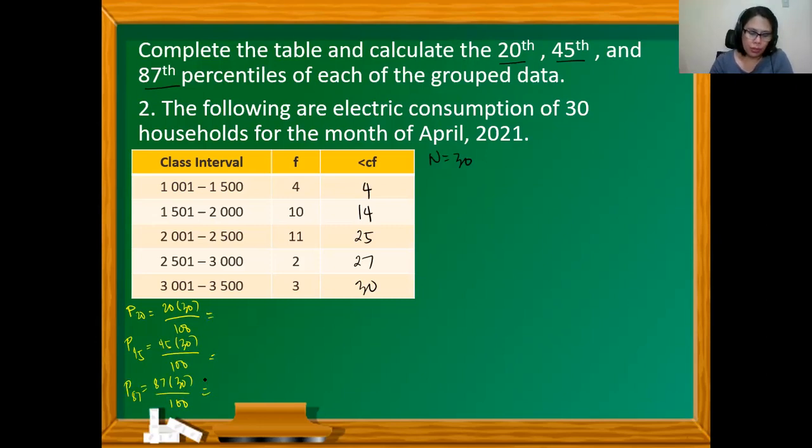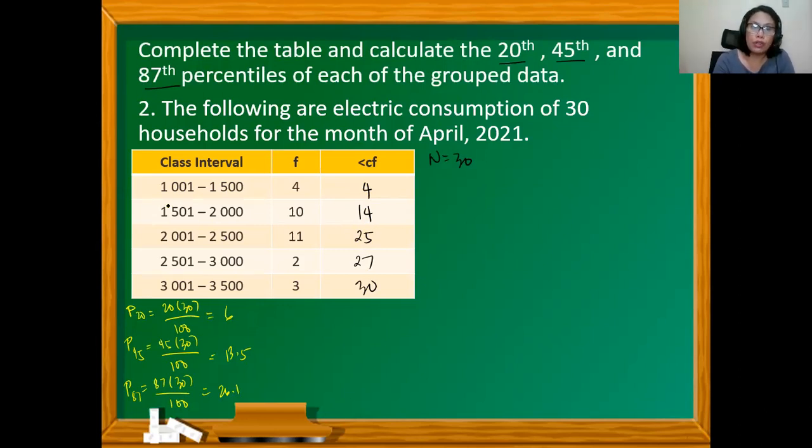So 20 times 30, then divide the result by 100. So we have 6 here for P sub 20 class. And then 45 times 30, divide the result by 100 again. So we have 13.5 here. And then 87 times 30, divide by 100, we have 26.1. And then we will locate these values along the less than cumulative frequency. So since 6 is not located along this column, we're going to consider greater than values, or greater than 6 values. And we have 4 values here.